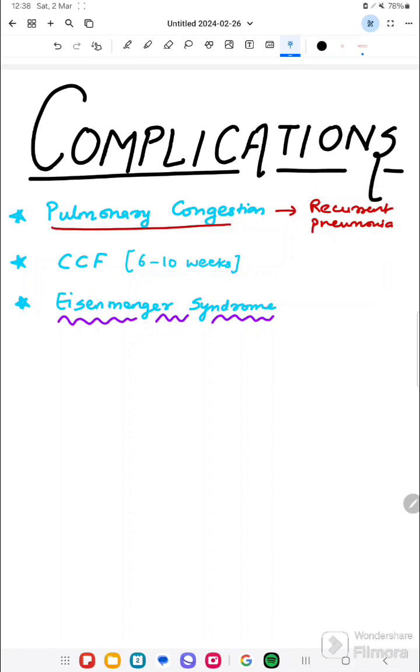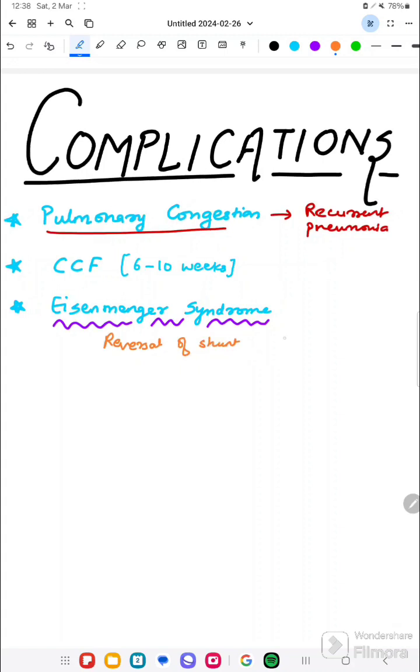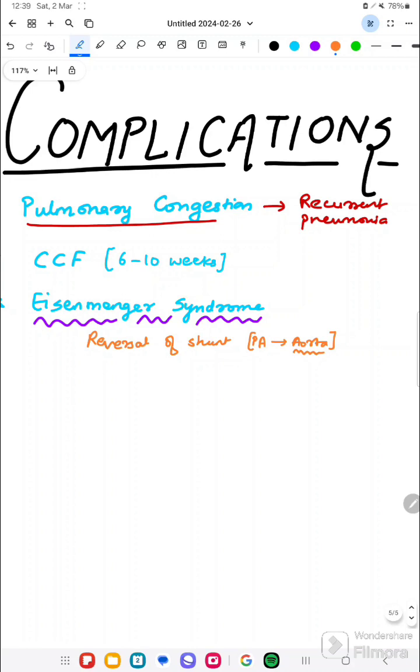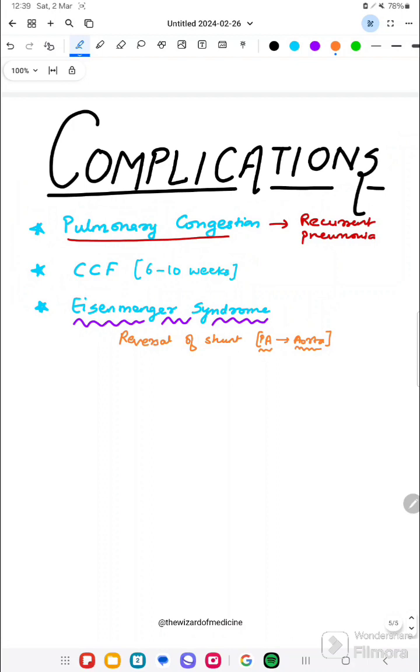And what about Eisenmenger syndrome? Yes, Eisenmenger syndrome is also seen here, where you will see that there is reversal of the shunt, right? Reversal of the shunt that will occur from the pulmonary artery to the aorta now. That means deoxygenated blood will be mixing with the oxygenated blood, because the aorta is carrying oxygenated blood to the systemic circulation, and the pulmonary artery is bringing deoxygenated blood from the right chamber of the heart to be taken to the lungs. So now there is mixing of the deoxygenated blood with the oxygenated blood.